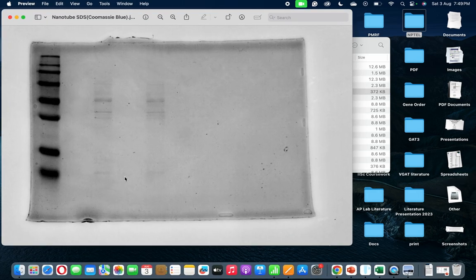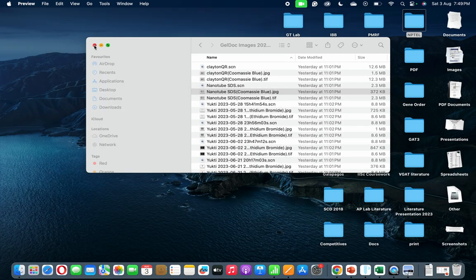This is an example of an SDS gel in which we have not loaded enough sample. So the bands themselves are not visible here. The marker, the standard, is run very nicely. You can see the bands very cleanly, but you can't see any sample because we just don't have enough protein.